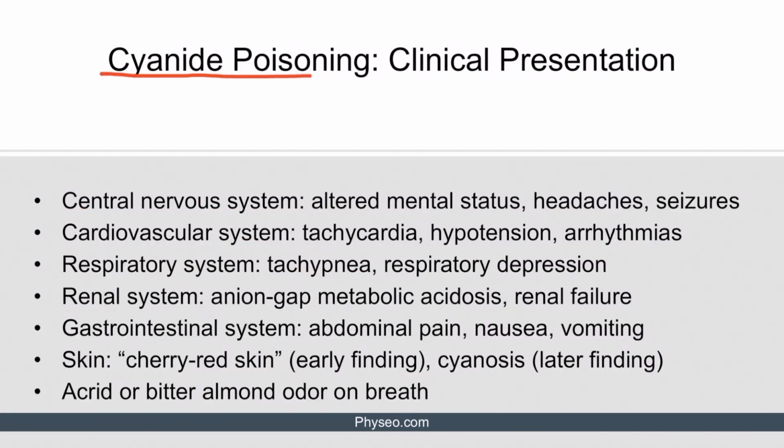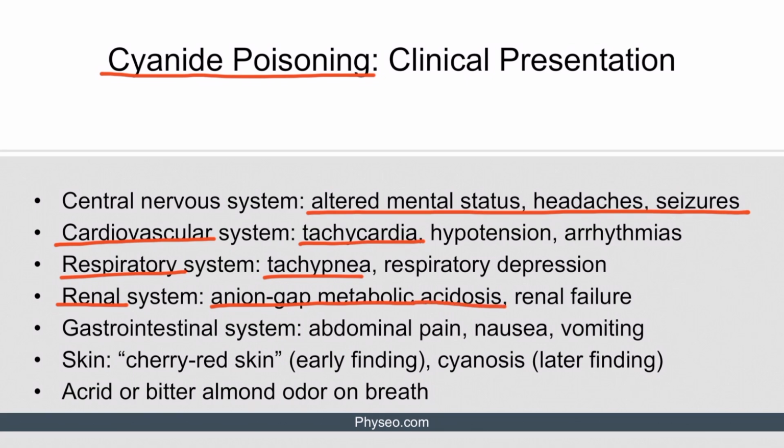Clinically, cyanide poisoning can manifest in many different ways depending on the body system that's most affected. As the brain gets starved for oxygen, patients may exhibit altered mental status, headaches, or seizures. Early cardiovascular, respiratory, and renal findings include tachycardia, tachypnea, and an anion gap metabolic acidosis secondary to lactic acidosis. These can be later followed by hypotension, arrhythmias, significant respiratory depression, and even renal failure. Accidental ingestion of cyanide can lead to abdominal pain, nausea, and vomiting.